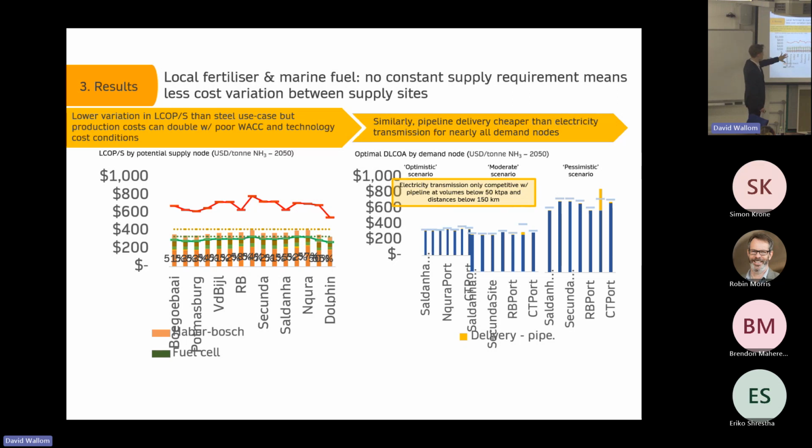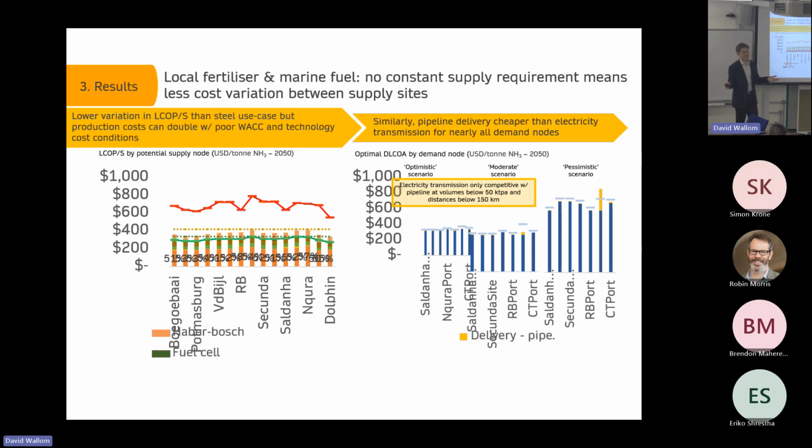So similar thing in terms of delivered costs, or delivery costs, they tend to be very small because most of the supply and demand nodes in the optimization were co-located, as I mentioned before. The only exceptions to this, and I haven't talked about the pipeline versus electricity transmission trade-off. Basically, the model says always go with pipelines, never do long-distance electricity transmission, except in cases where you're looking at fairly short distances, so under 150 kilometers, and you have very low volumes. So under 50 kilotons per annum of green ammonia, under 5 kilotons per annum of green hydrogen.